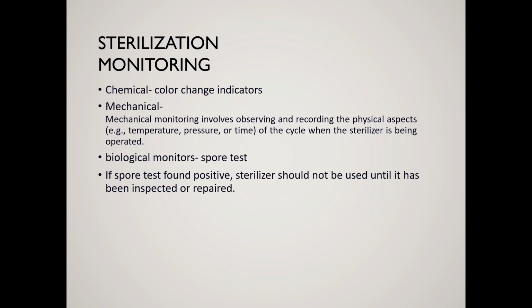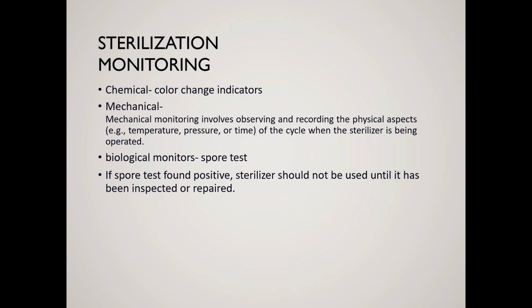Okay, there are three ways we can ensure that sterilization has worked effectively. The first way is the chemical one, the second way is the mechanical one, and the third way is the biological monitors. In the chemical way, what we see are color change indicators. The color change indicates whether the sterilization has been effective or not.